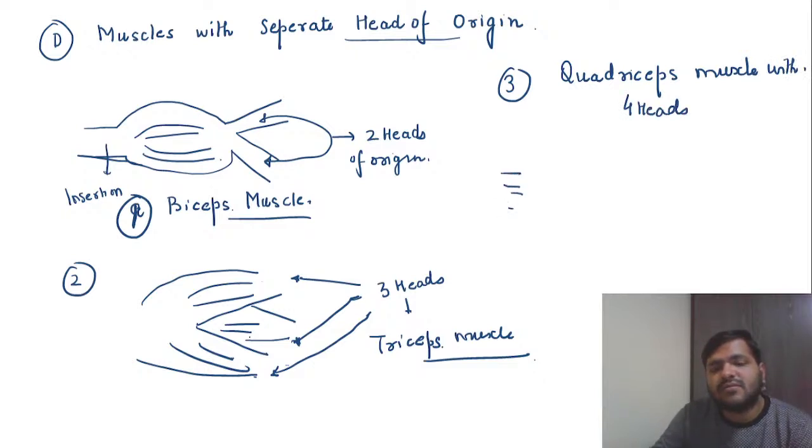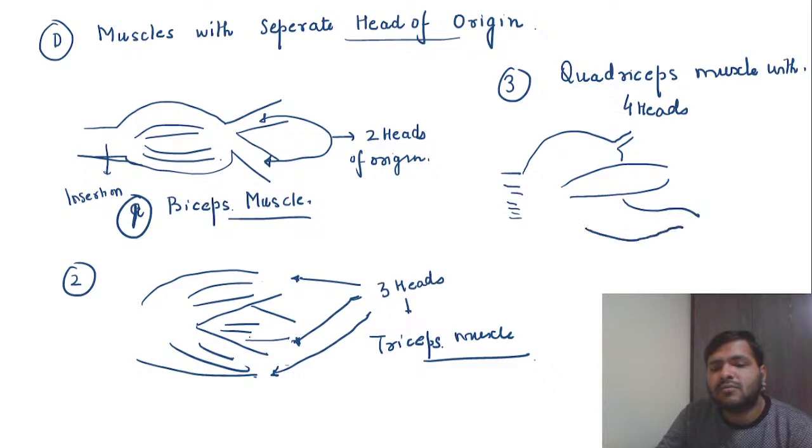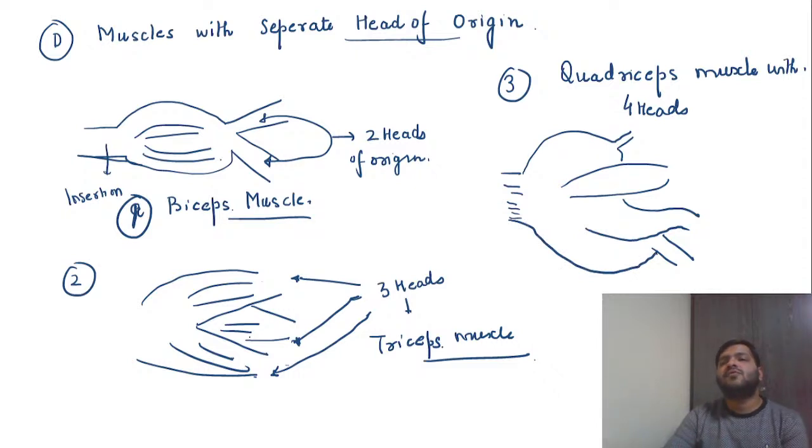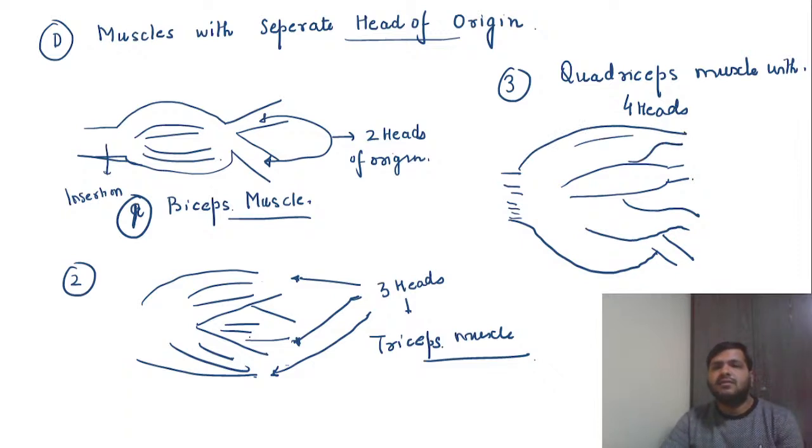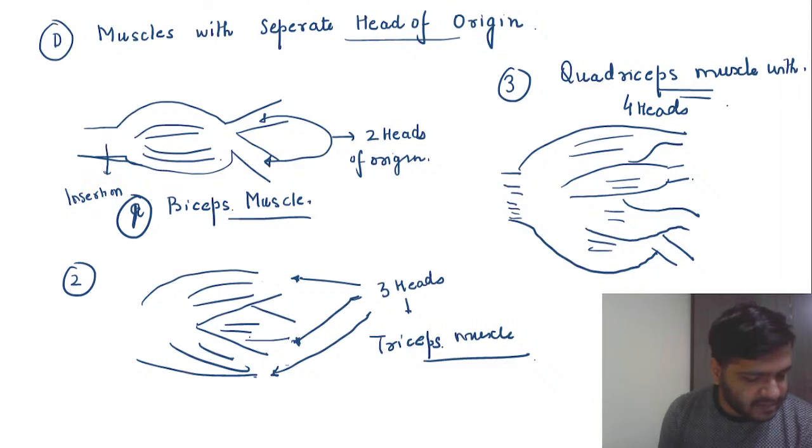Now these are muscles which have four heads and one insertion. So there is one head, then a second head, then a third head, and at last a fourth head. So we have four heads, and you can just draw it nicely as well. We have four heads, and this is referred to as the quadriceps muscle.